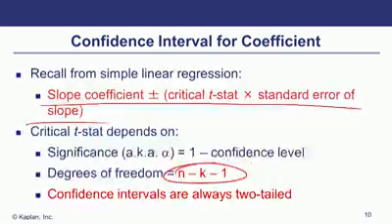Remember to keep those degrees of freedom generic here and not to fall into the trap of using n minus 2 for multiple regression. K is variable and you have to keep it that way. Also, confidence intervals, because we go both ways around the estimated slope, are going to be a two-tailed situation.